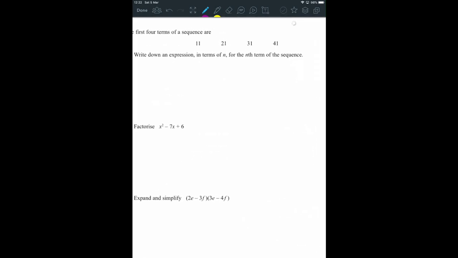A sequence, write an expression in terms of n for the nth term. Well, our first term here is 11, our difference is 10, using the formula that unfortunately we do need to memorize, a + (n − 1)d. That's 11 + (n − 1) × 10.